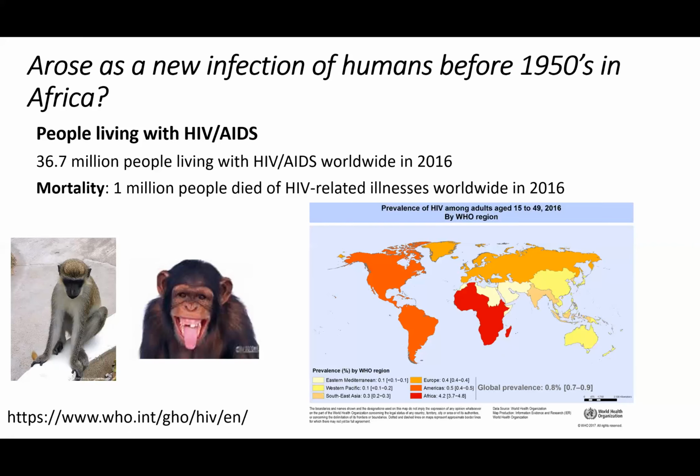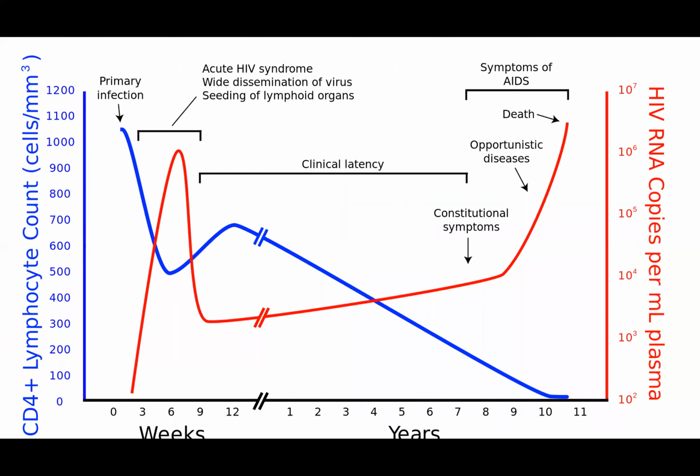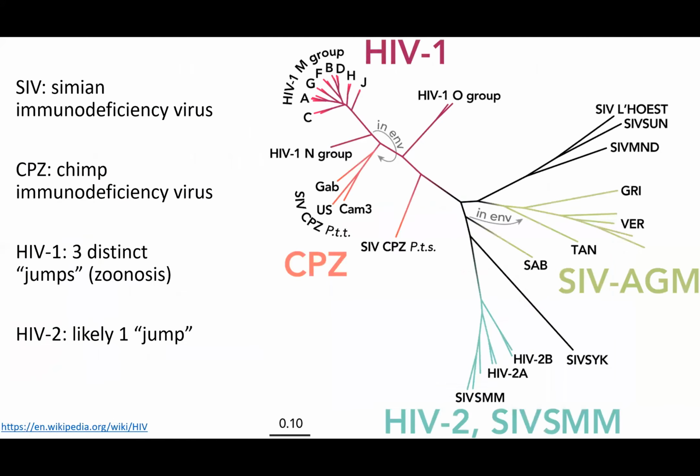But as you notice, people can be asymptomatic of HIV and not really know they have it and still spread the virus. And so, as we mentioned, HIV has two groups. We have HIV-1 and HIV-2. HIV-1 is the global one. HIV-2 is the African endemic one.